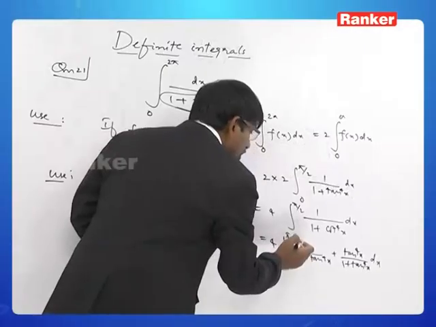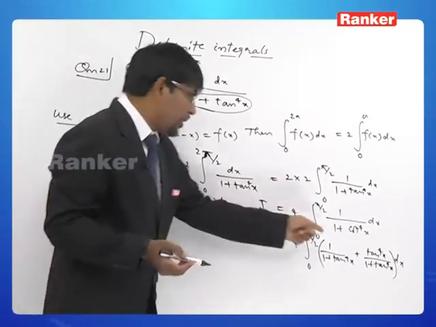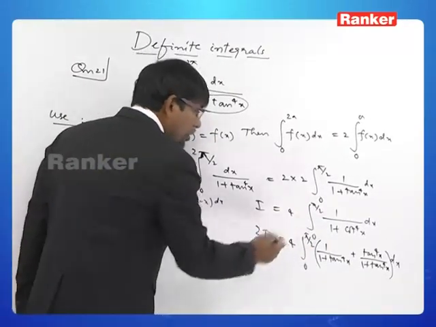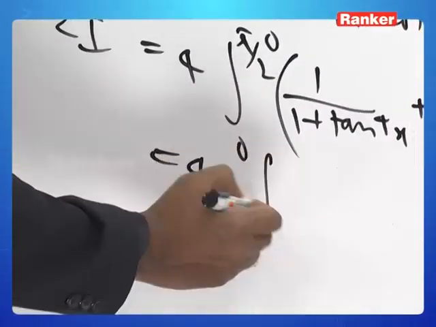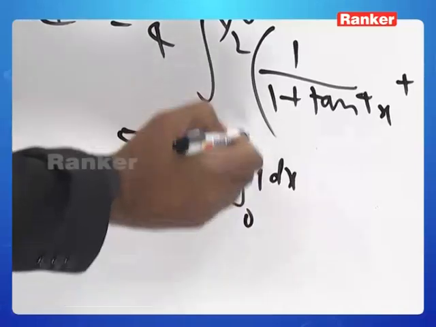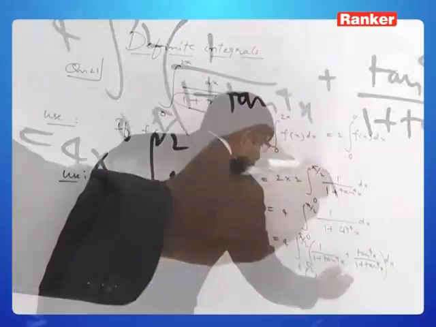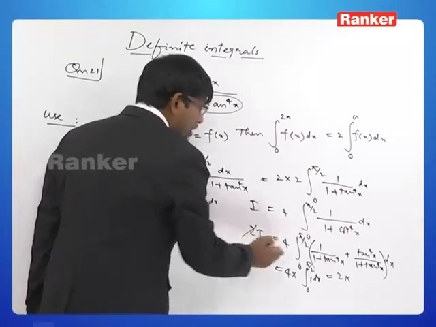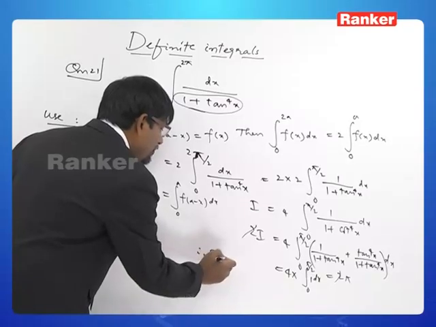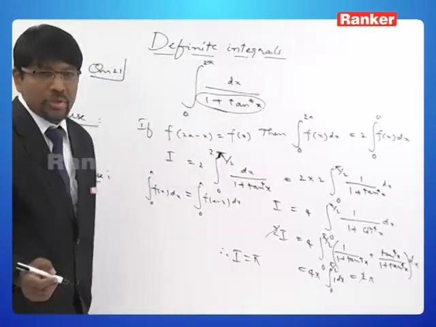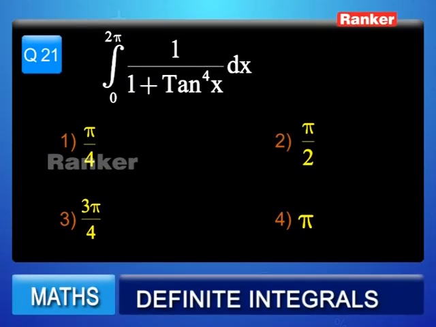dx. Now, as you can see, the denominators are one and the same in these two fractions. So, when you add up, what do we get? 1 dx. So, 4 into 1 dx from 0 to pi by 2. So, that makes it 4 into pi by 2 and that is 2 pi. So, now 2I is 2 pi. Cancelling this 2 here, what do we have? Therefore, I is equal to pi. The integral happens to be pi. So, the right option is the fourth option.